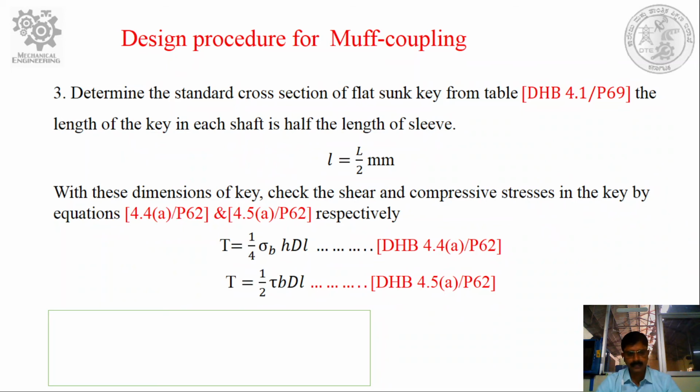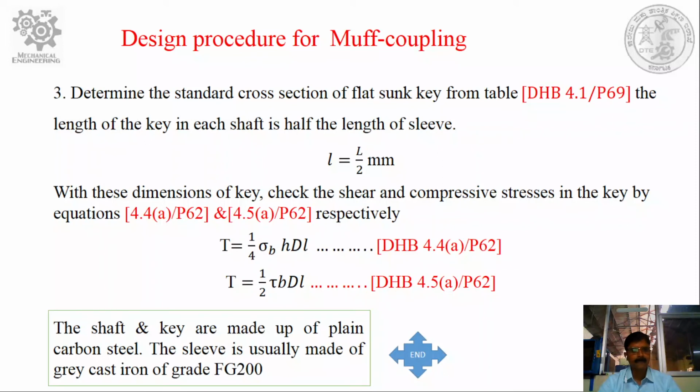Next, from the torsional strength of the shear strength of the key, from that equation, T is equal to half into tau into b into d into l. From this, we are going to check the induced shear stress in the key. Once the induced shear stress in the key is less than the allowable one, then our design is safe under the given condition.